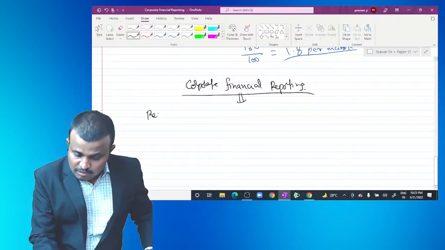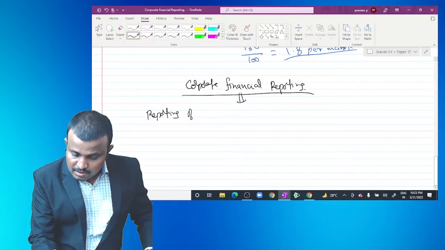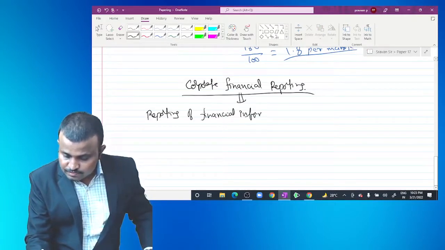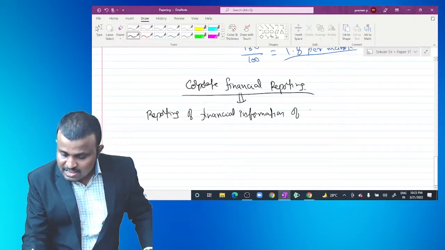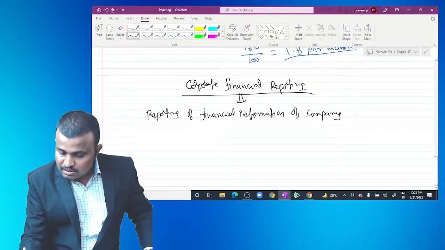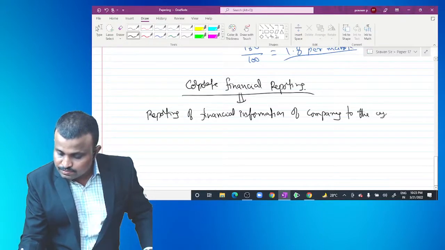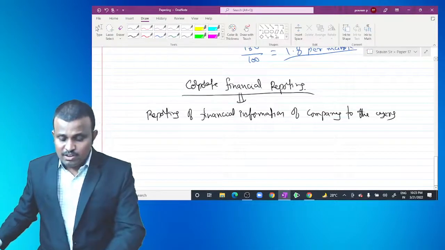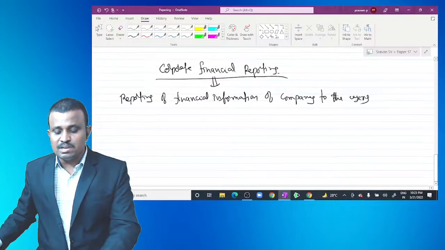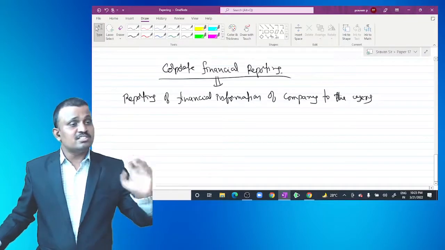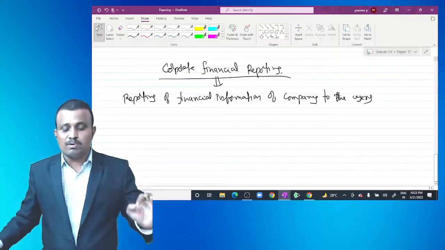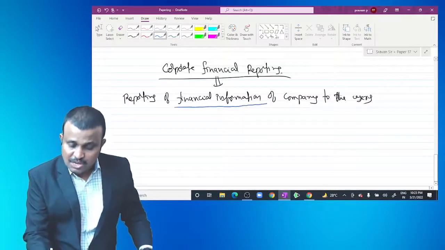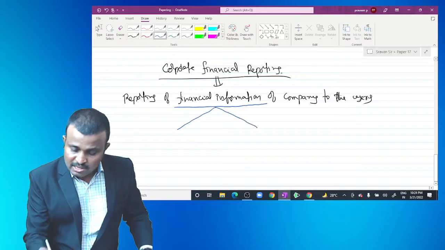The reporting of financial information of the company to the users of the financial statement. So reporting of financial information of the company to the users of the financial statement is said to be corporate financial reporting. Here we use the word financial information. So financial information is provided in two ways.